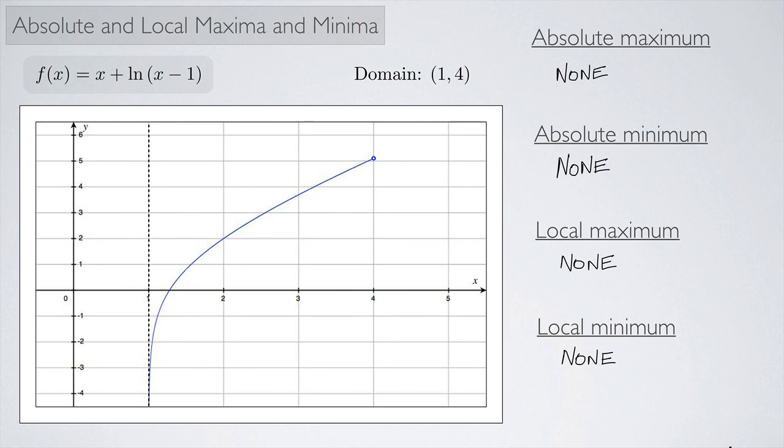Now, if I had changed the domain so that this was not an open interval here, but a closed interval at the end, if I filled in that circle and included the 4, then all of a sudden I would have an absolute maximum, because then 4 would be my absolute maximum. But as it stands here, nope, I do not have one.